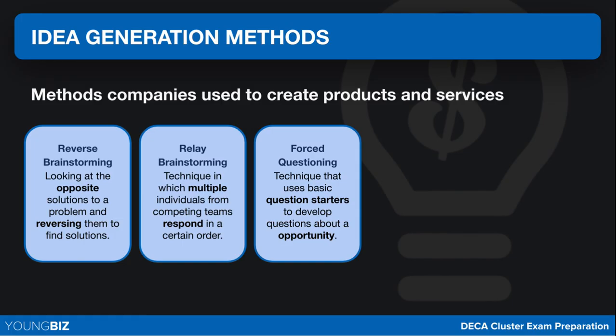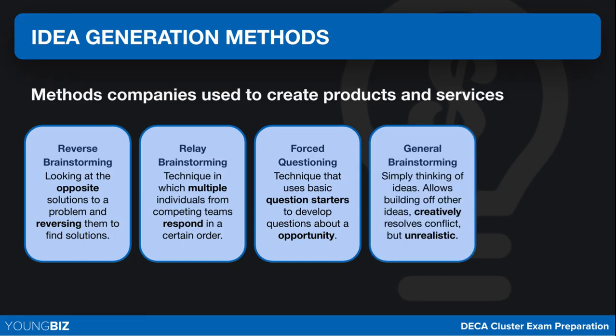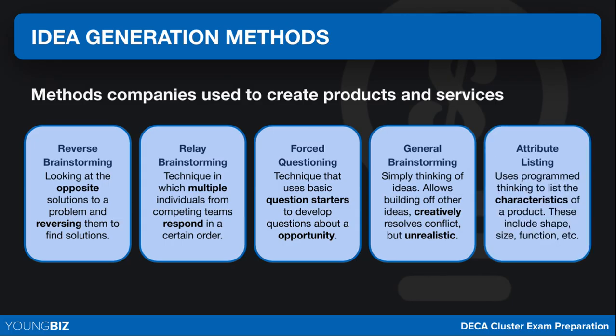The simplest way of idea generation is good old fashioned brainstorming, where companies creatively solve conflicts in a very simple manner. The main downside to this, however, is that the solutions can be somewhat unrealistic, which is why the other four methods are usually more professional. Finally, attribute listing uses program thinking to list the characteristics of a product. These can include their shape, size, function, color, materials, and even taste sometimes.